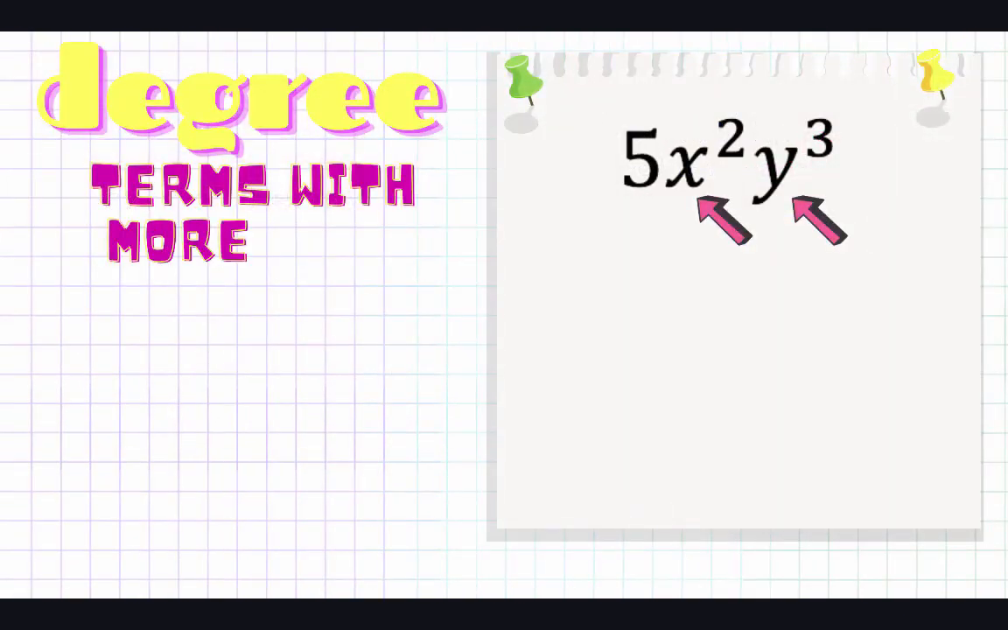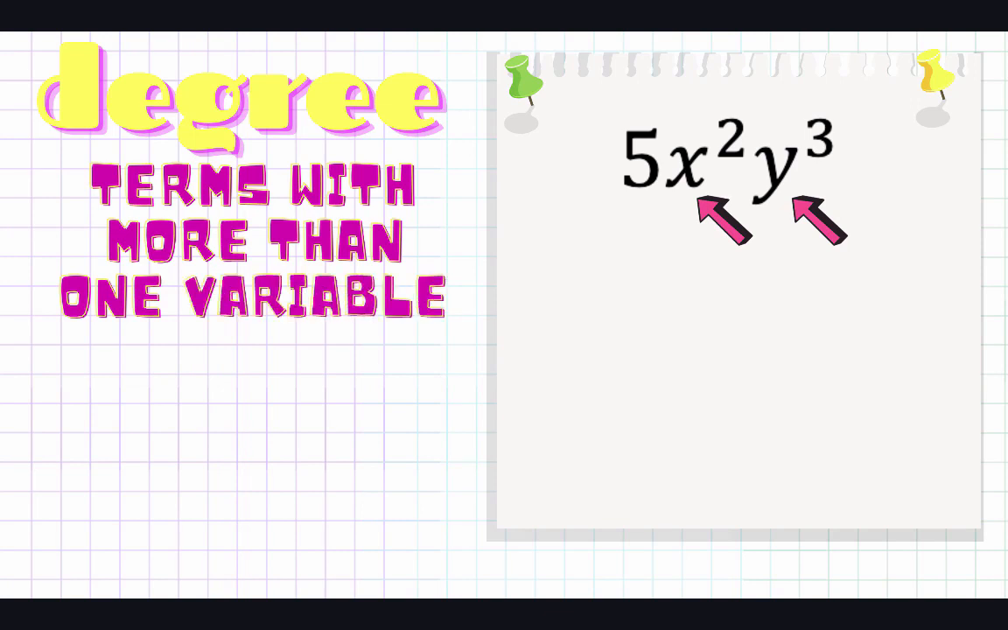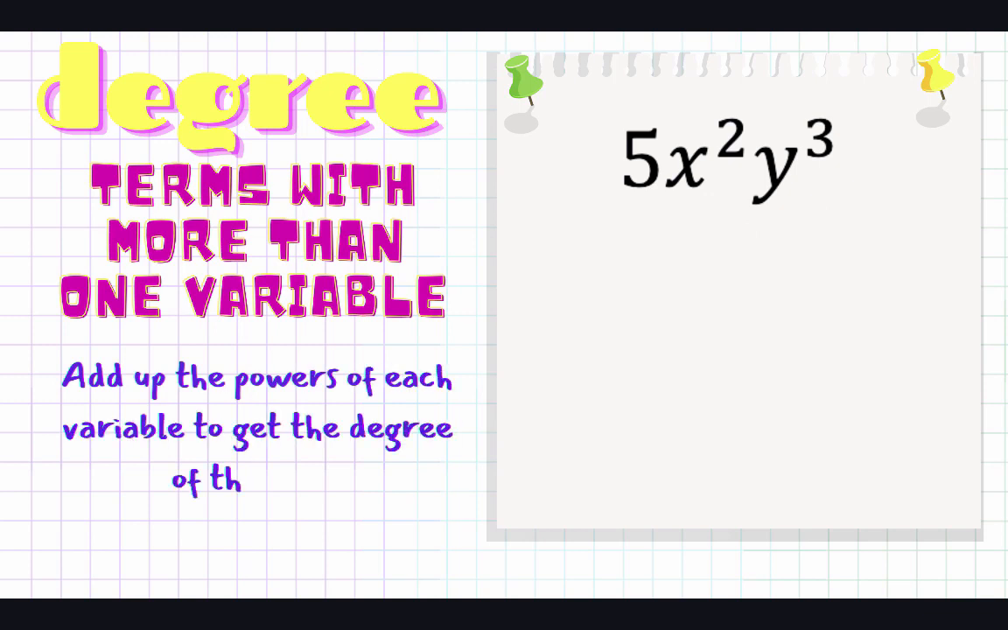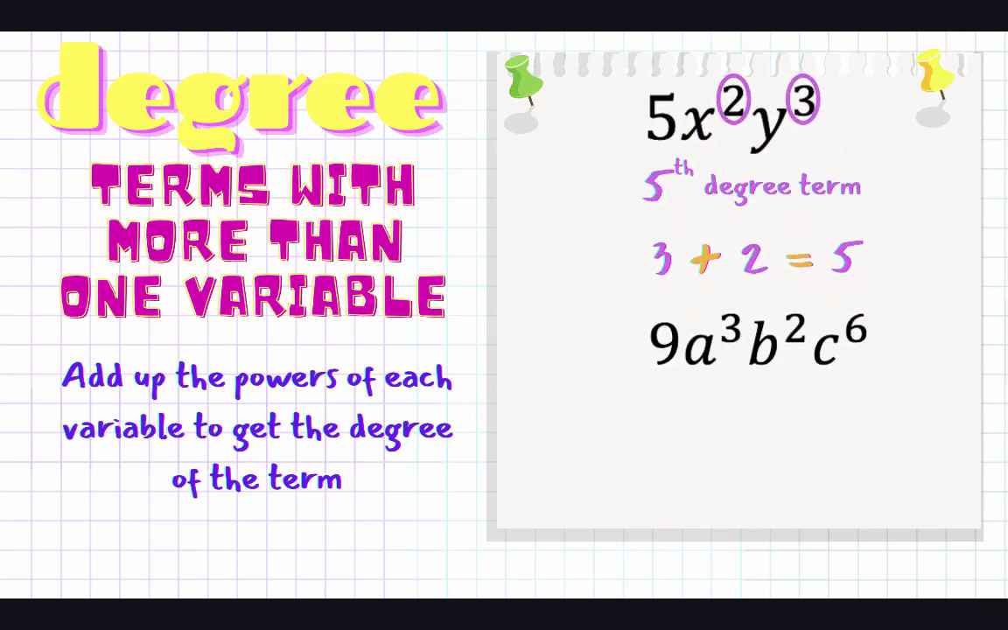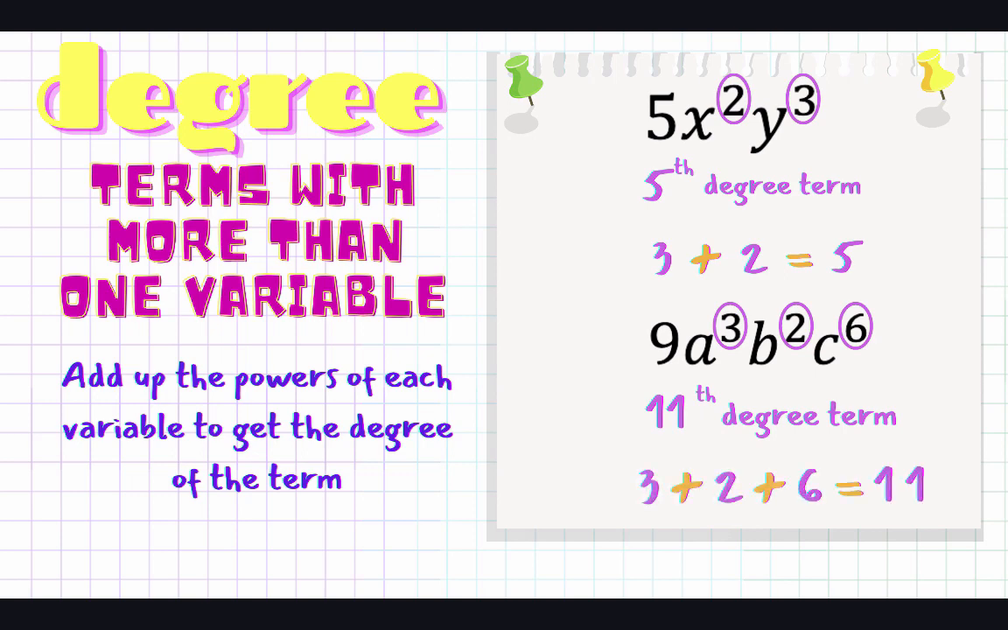Things are a little more complicated when you have terms with more than one variable. If you are presented with a term with more than one variable, its degree is found by taking the sum of the powers of each of its variables. Since the powers in this term are 3 and 2, it's a 5th degree term because 3 plus 2 is 5. Likewise, in this term, the powers are 3, 2 and 6. So we would call it an 11th degree term because 3 plus 2 plus 6 is 11.